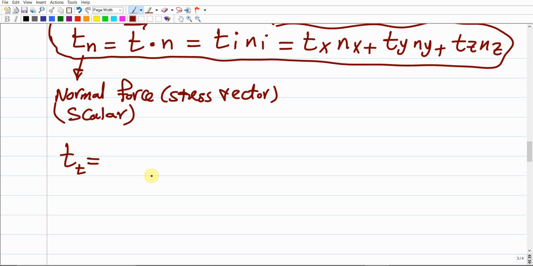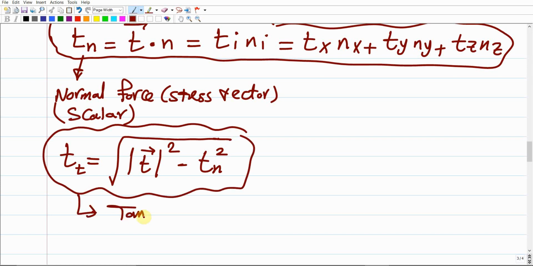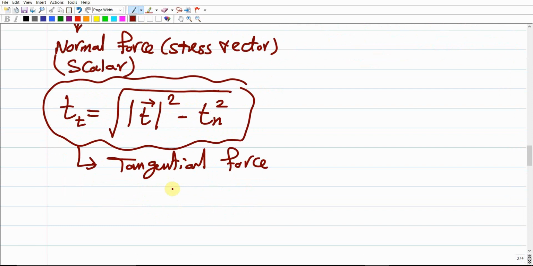So the magnitude of this tangential component is going to be the square root of the magnitude of the t vector squared minus the tn squared. What is the magnitude? This is the tangential component. This is the tangential force or stress vector, or part of the stress vector.